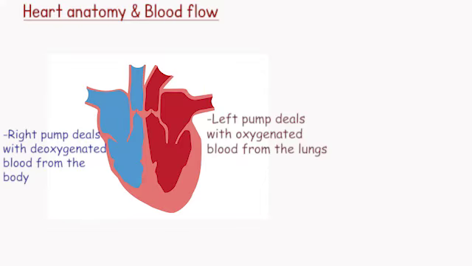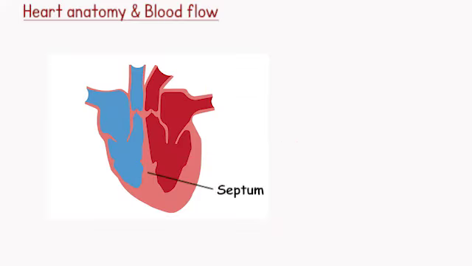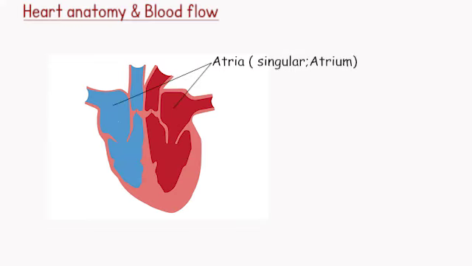So anyway, the left and right pump are separated by what is known as the septum, and each pump has two chambers. So in total, the heart has four chambers. The two upper thin wall chambers are called the atria, and the two lower thick wall chambers are called the ventricles. There are two atria, one on the left and one on the right, and the same can be said for the ventricles. I hope that one is very clear.